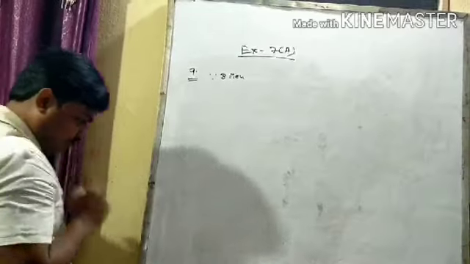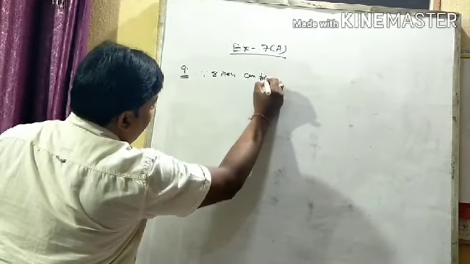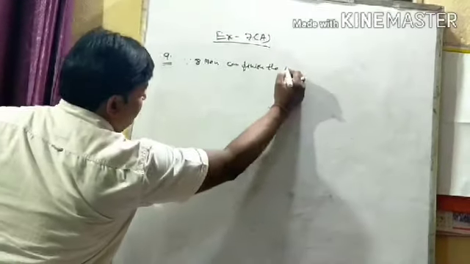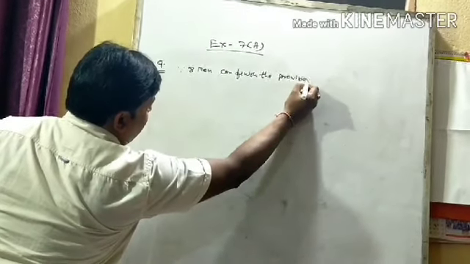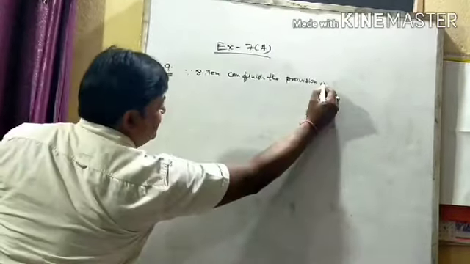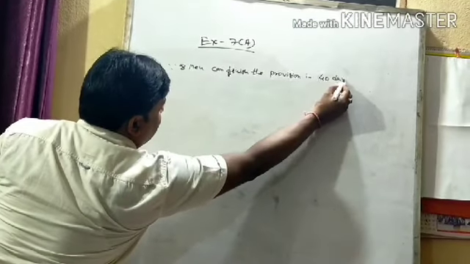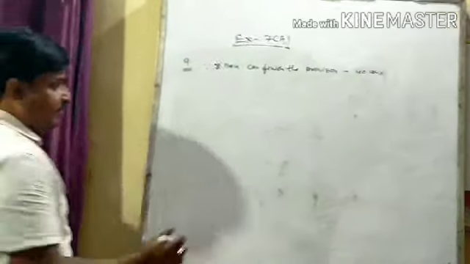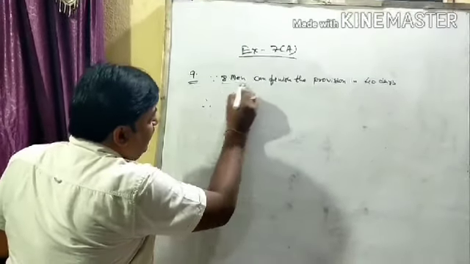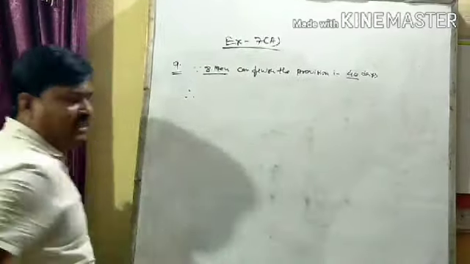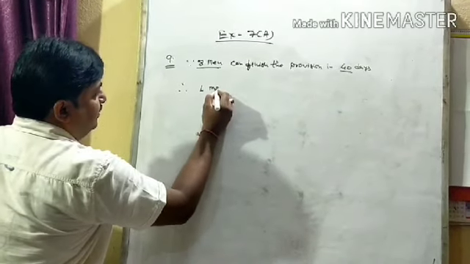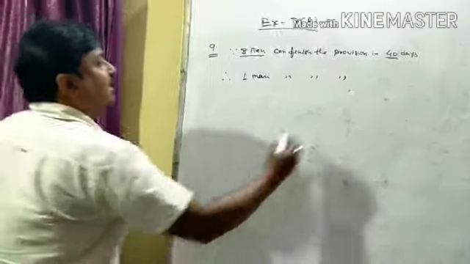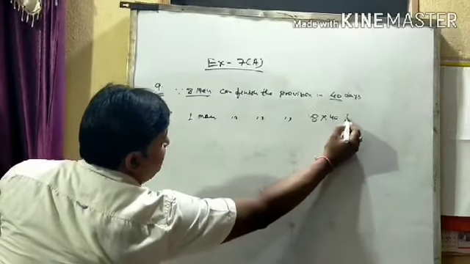8 men can finish the provision in 40 days. Therefore, see, the 8 men have the provision for 40 days. So for 1 man, the provision will be increased. Therefore, 8 into 40 days.